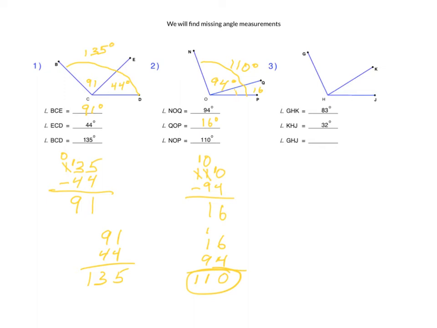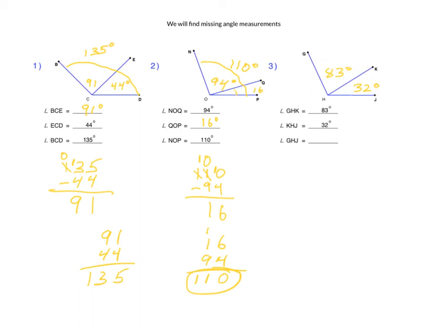Now for number 3 here, we know that GHK is 83 degrees. And we know that KHJ is 32. So KHJ is 32. And we want to find out what GHJ is. GHJ. So now we know the two partial angles, and we need to know what this complete angle is.